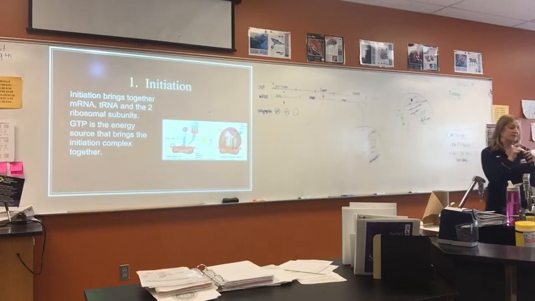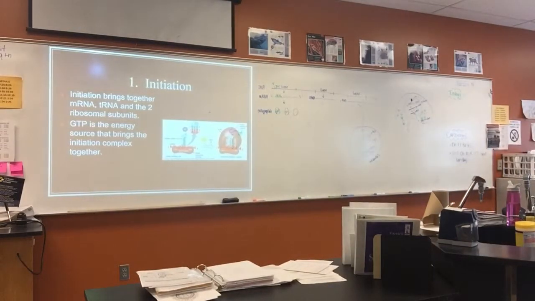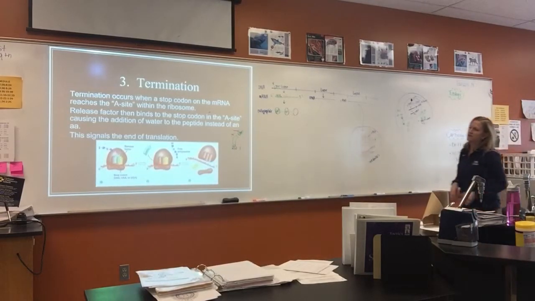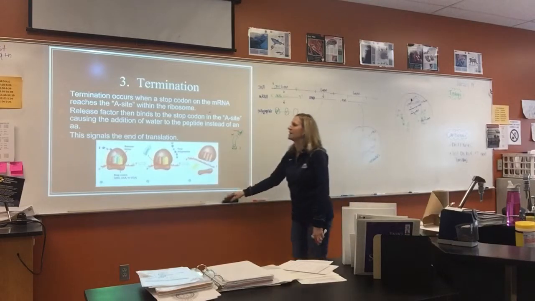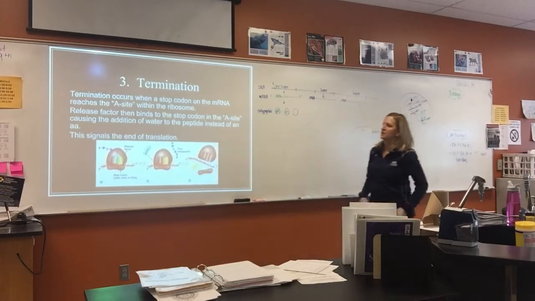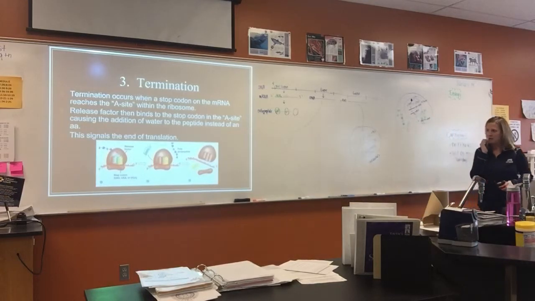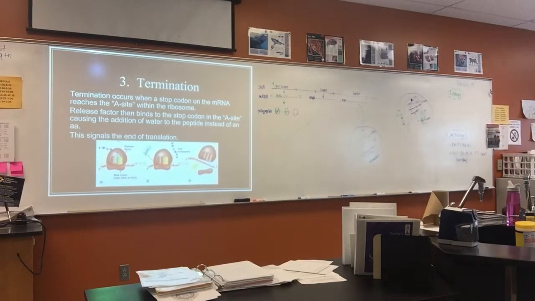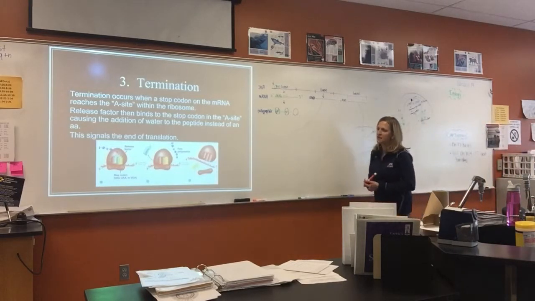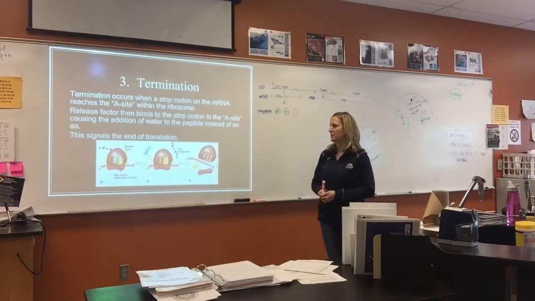Until we reach a what? Until you reach a stop codon. So that's the termination part. Termination occurs when a stop codon on the mRNA reaches the A site within the ribosome. Release factors then bind to the stop codon in the A site, causing the addition of water to the peptide instead of an amino acid. And this signals the end of translation. So we have the end of the protein.